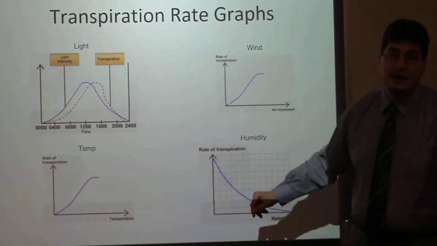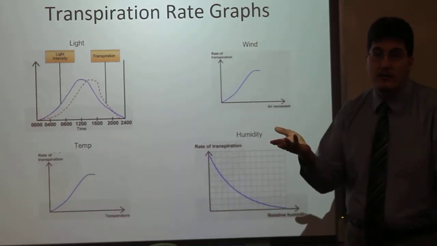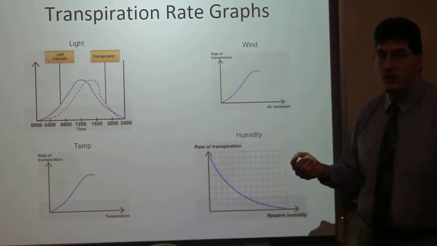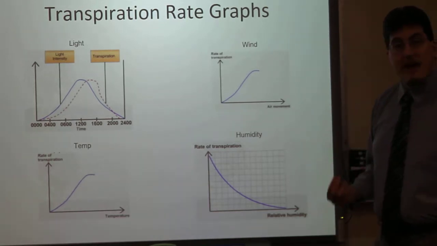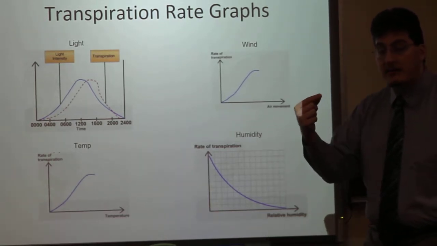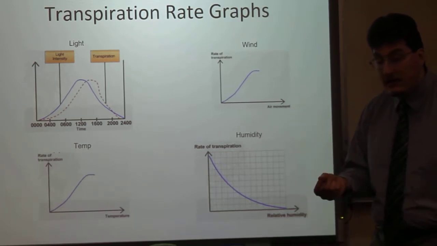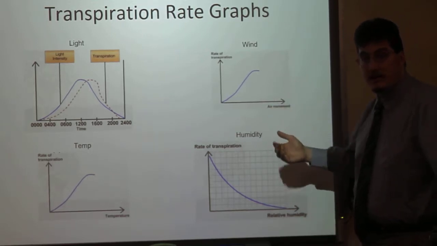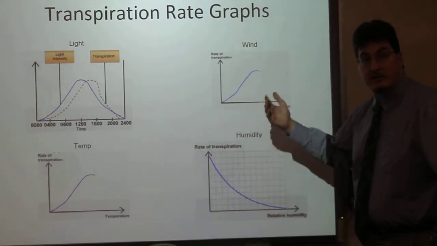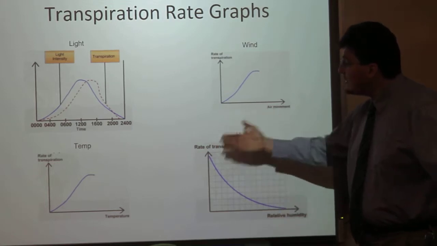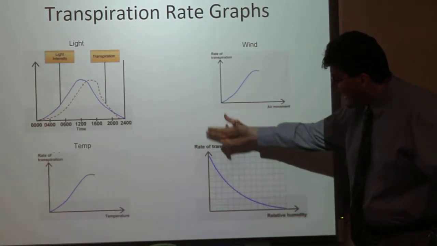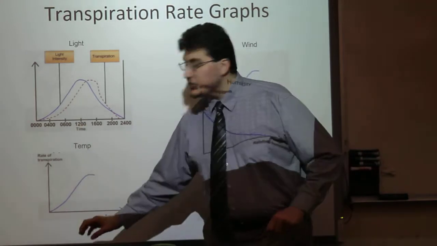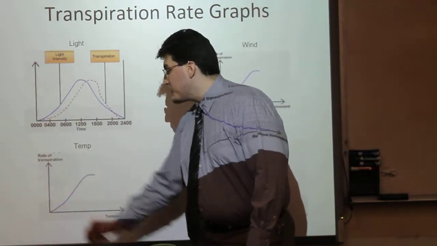A low relative humidity means that we'll have a dry atmosphere and a high concentration of water vapor inside the leaf, because the rate of evaporation of water off of the film inside the mesophyll of the leaf is going to be the same. So we're going to have a steep concentration gradient, and that will be an increased rate of diffusion. So an increased rate of diffusion yields an increased rate of transpiration. So that will give us a hyperbolic graph.